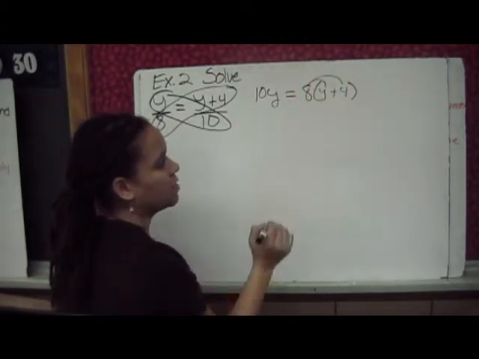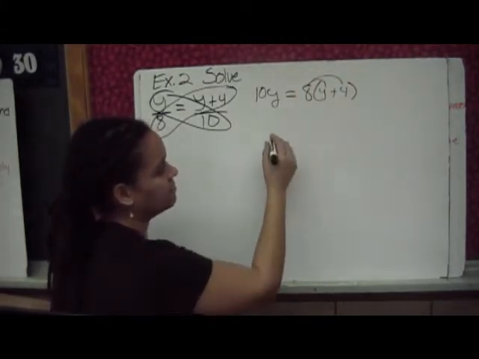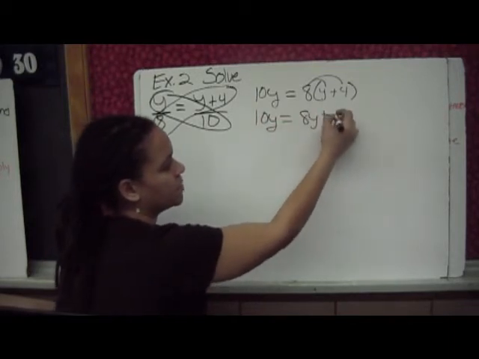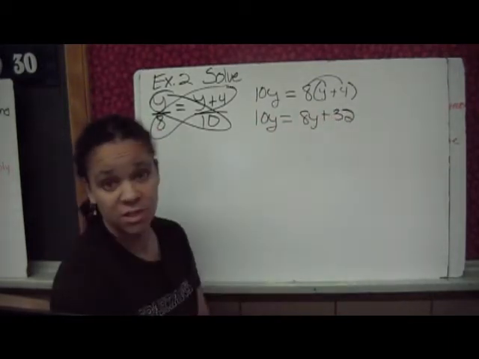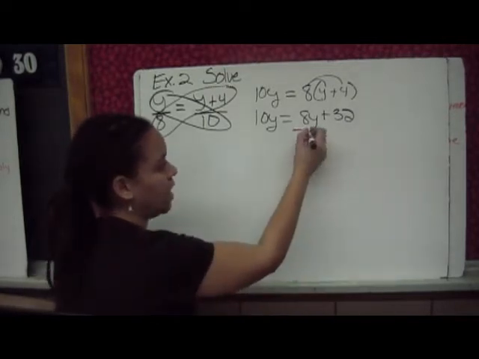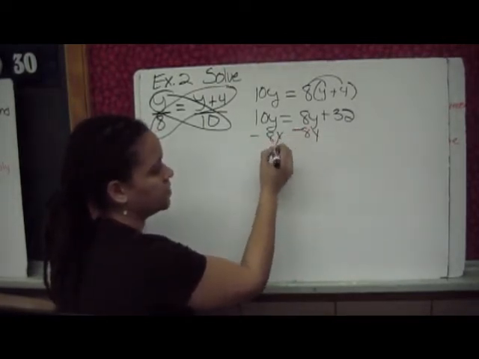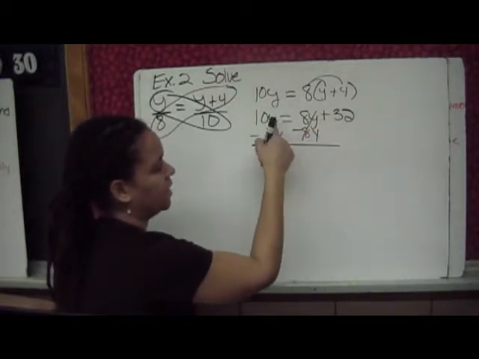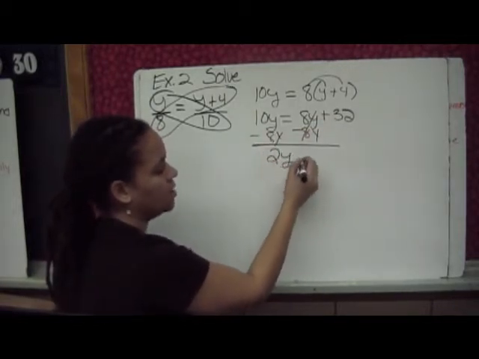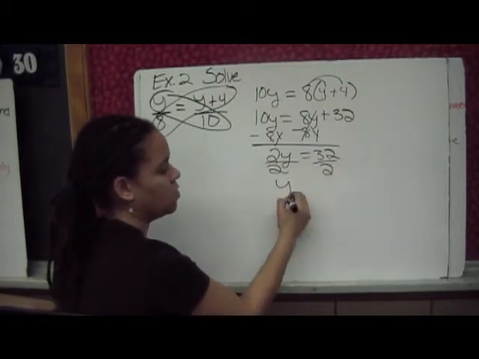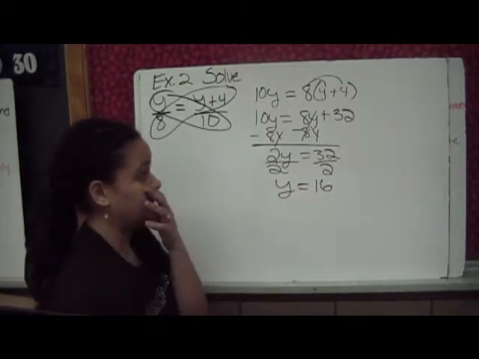So 8y plus 8 times 4. So 10y is equal to 8y plus 32. And then we just need to solve. So subtract 8y from both sides. That's a y. That would cancel out. Here we have 2y is equal to 32. Divide by 2, divide by 2. Y is equal to 16.